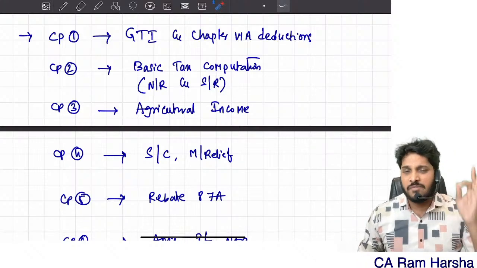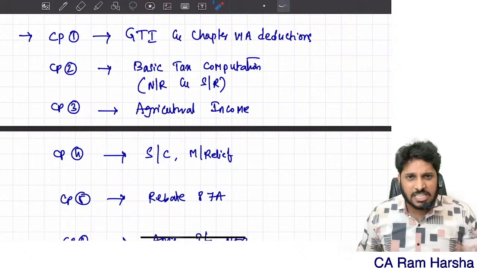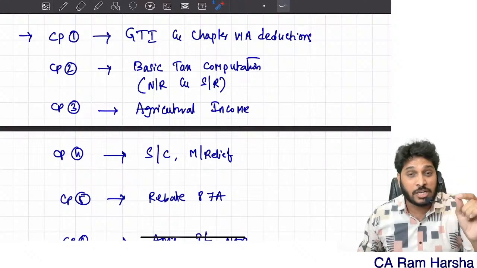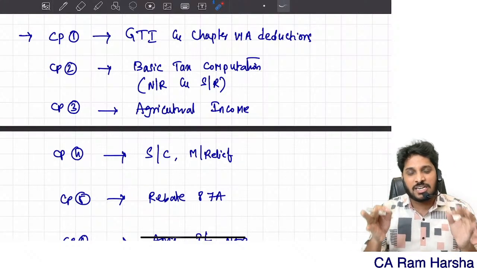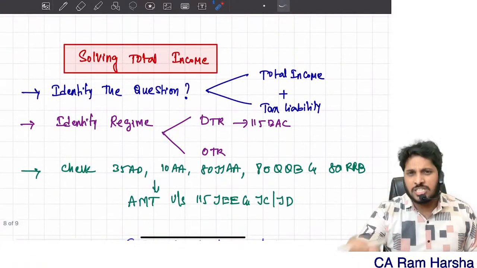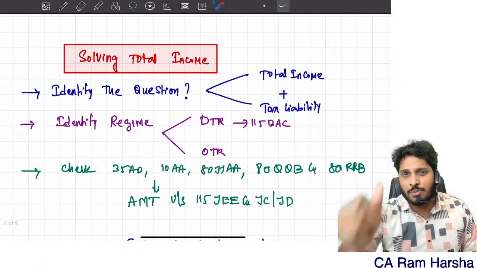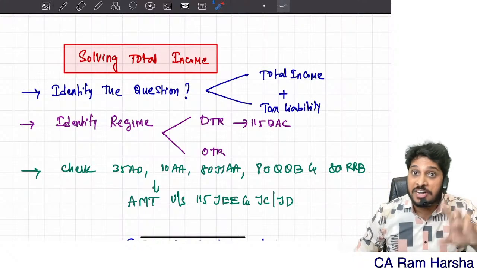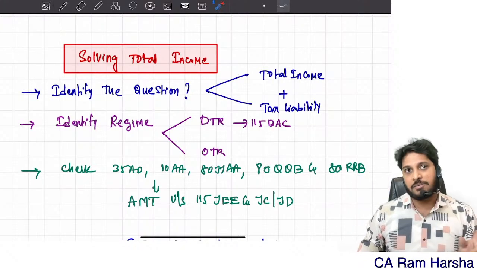I always believe that in income tax, it's not the endless problems or thousands of problems that you solve which is important. What is most important is crystal clear conceptual clarity. And also, within just the initial 10 minutes itself, you will see so many points that you never observed earlier.